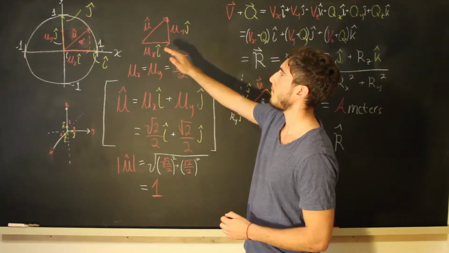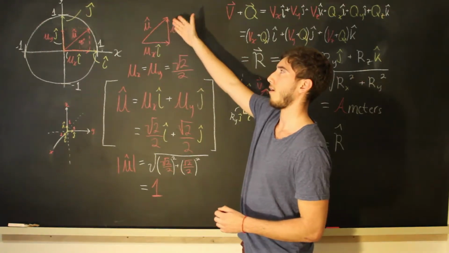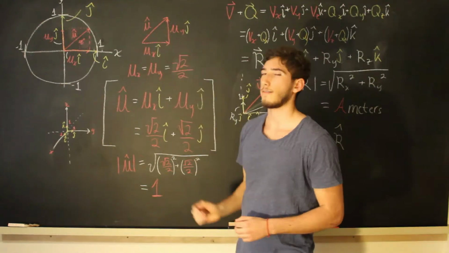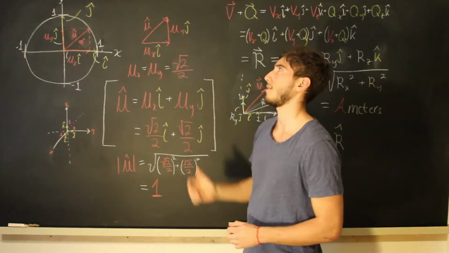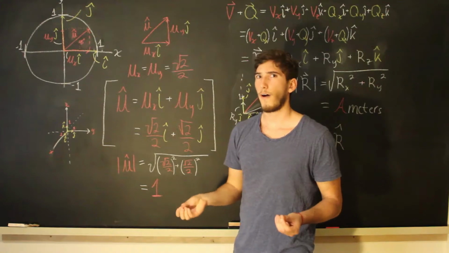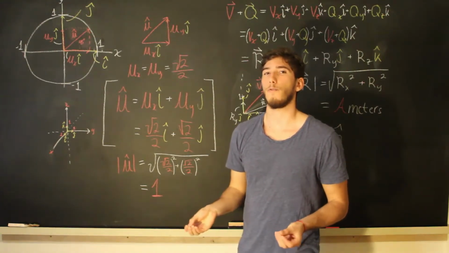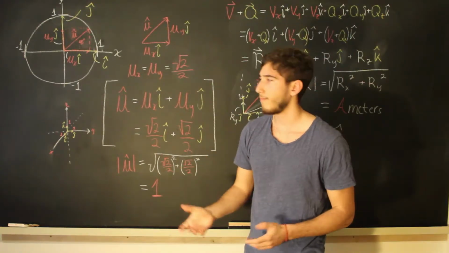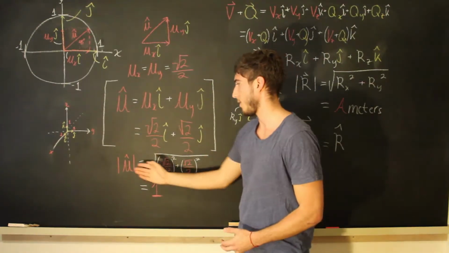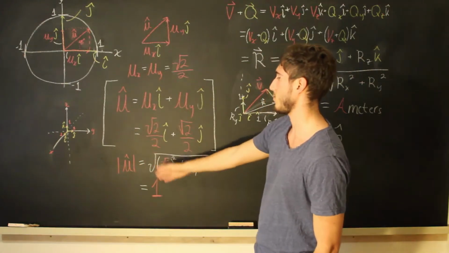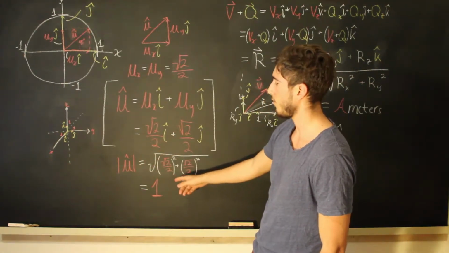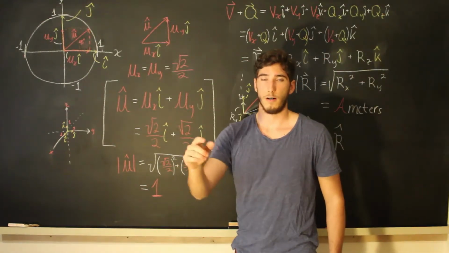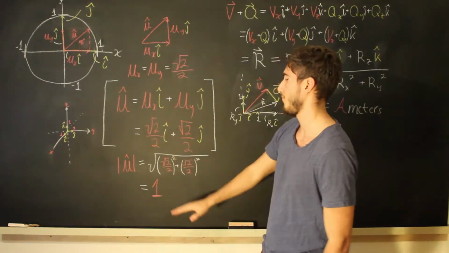But the components of u are the same distances and directions as u of x times i hat and u of y times j hat. So couldn't we find the magnitude the same way as we did before, simply by rooting the components squared and added? And the answer is yes. So the magnitude of u hat is equal to the square root of (square root of 2 over 2) squared plus (square root of 2 over 2) squared, which is 2/4 plus 2/4 under the square root, which is equal to 1.